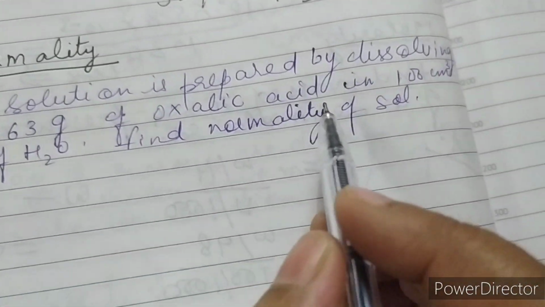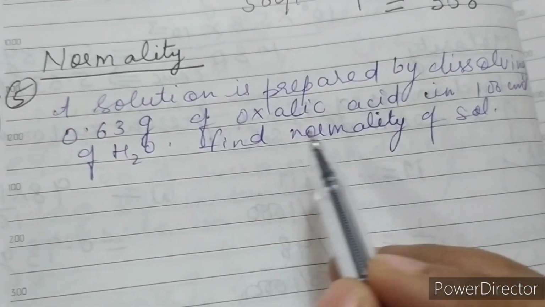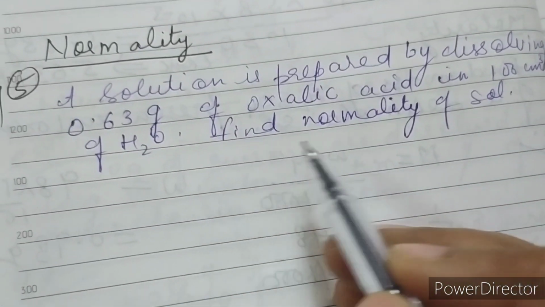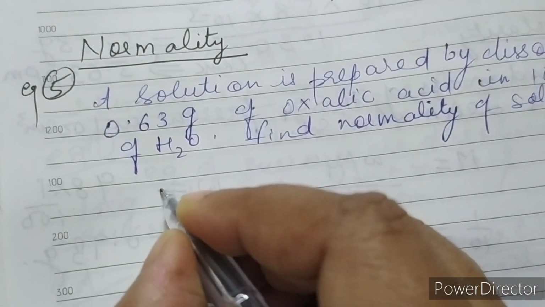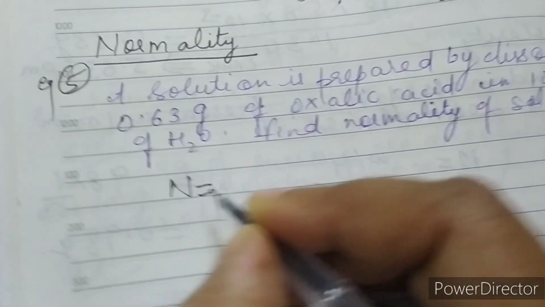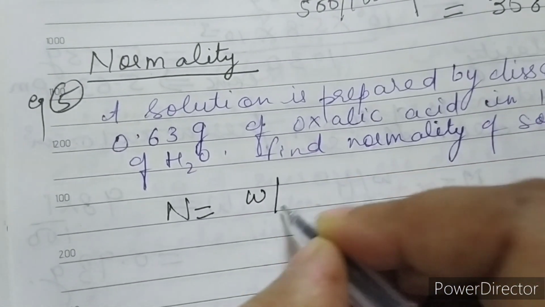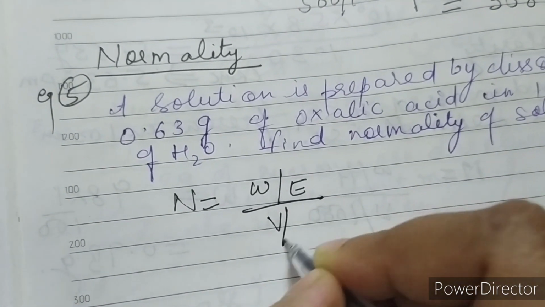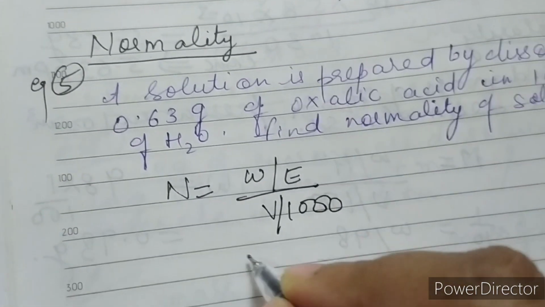A solution is prepared by dissolving 0.63 gram of oxalic acid in 100 centimeter cube of water. Find normality. So what is the formula of normality? Normality is equal to weight of solute divided by equivalent weight divided by volume of the solution, in turn divided by 1000 to convert it into liters.